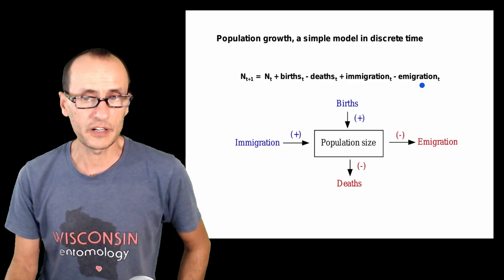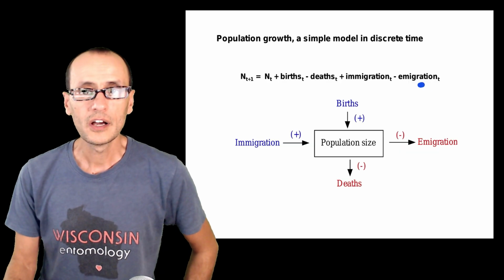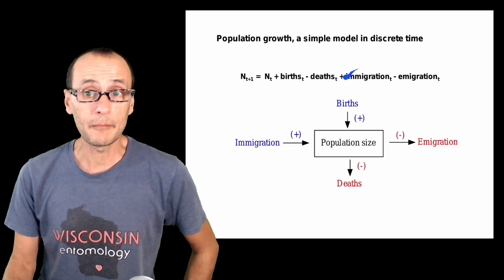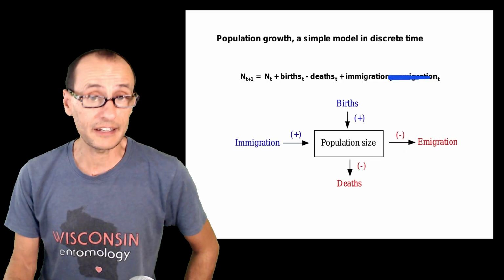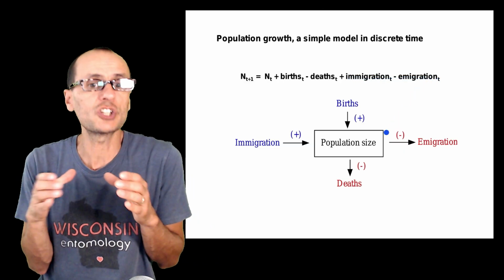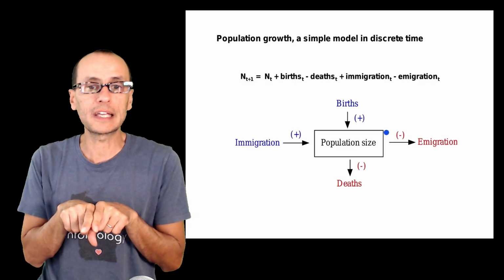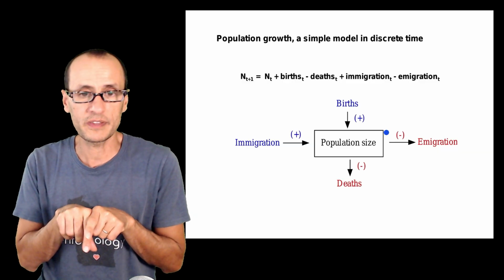Most of the models that we're going to start with and talk about for this session simplify the system by not including or not considering emigration and immigration. That is, the population is closed. All of the dynamics can be explained by those things that are happening just by births and deaths within that population.